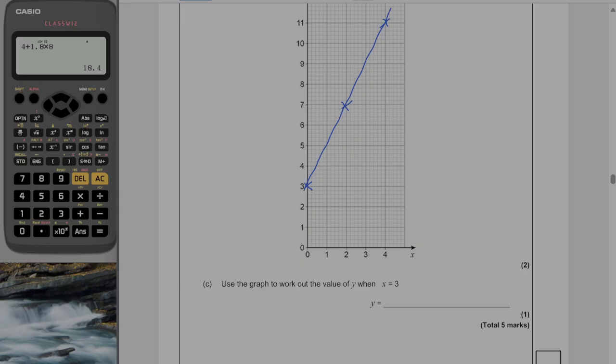Right, use your graph to work out the value of y when x is equal to 3. So x is equal to 3. We go up to our line and then we read off. So we're looking at 9.